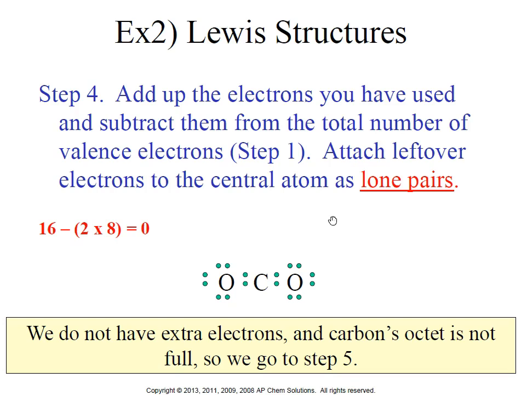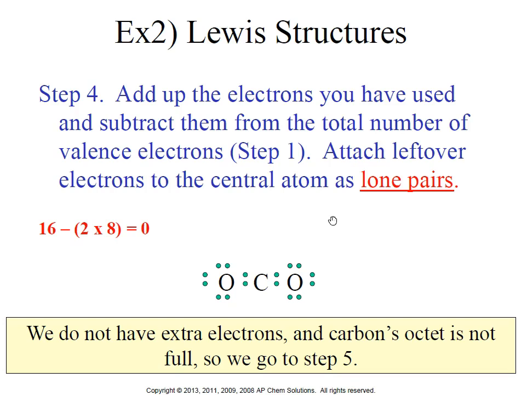All right, we'll add up the electrons that we have used. So we've done 8 on each side, so it's a total of 16. Now we're going to subtract those from the valence we started with. If we look back to step 1, we said we had 16 valence. So 16 minus the 16 we've used, we have no electrons left. It says to attach the leftovers as lone pairs, but we don't have any left.